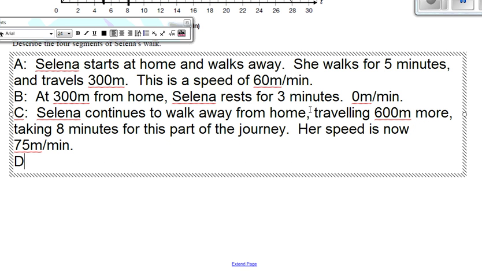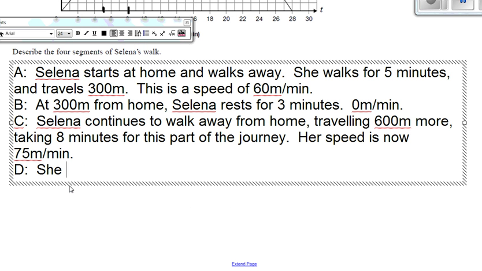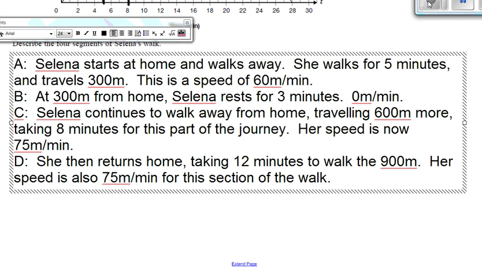And now let's look at part D. So back at the graph, Selena's now got a negative slope, and that means her distance is decreasing, so she's walking home. In fact, she appears to arrive home because here she's 0 meters away. So that's a distance of 900 meters, and it takes her 12 minutes. So let's see. She then returns home, taking 12 minutes to walk 900 meters, and her speed is also 75 meters per minute for this section. Excellent.